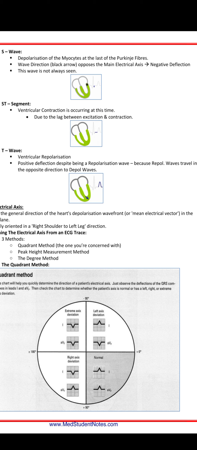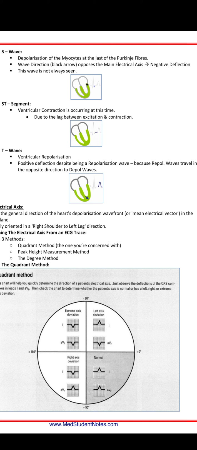Next is the S wave. So far we have the P wave, PR segment, Q wave, and R wave. In the S wave, there is depolarization of myocytes at the last part of the Purkinje fibers. So the ending of the Purkinje fibers, the depolarization of myocytes, is the start of the S wave.